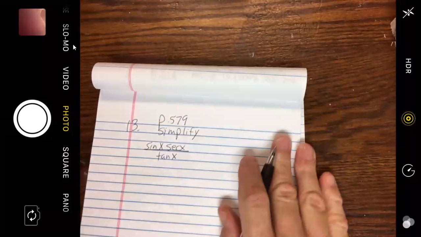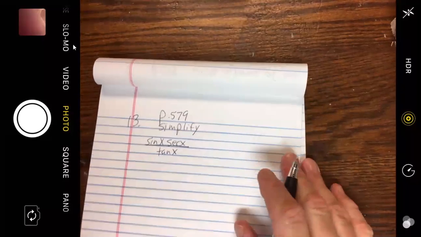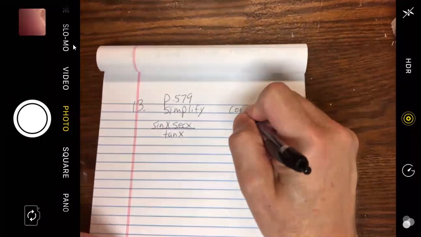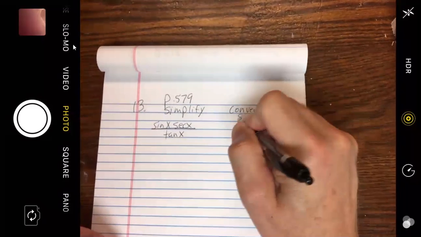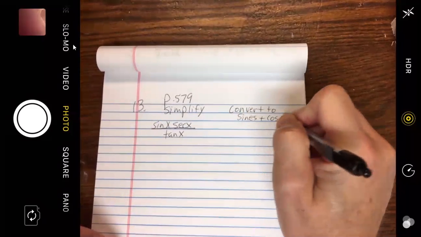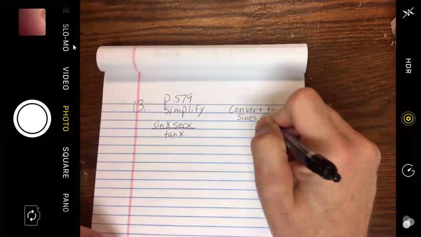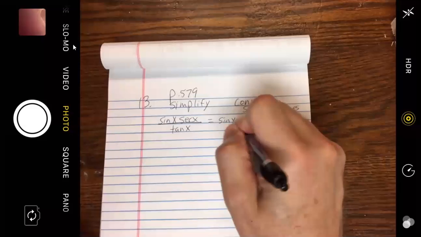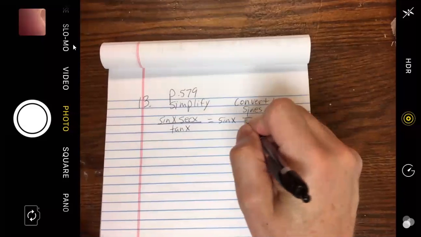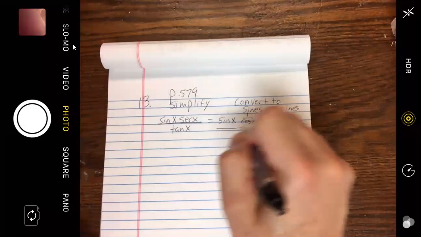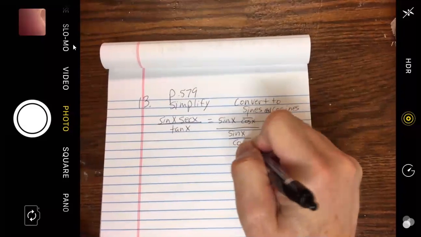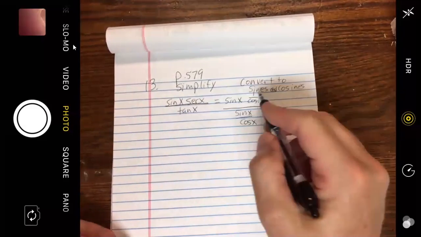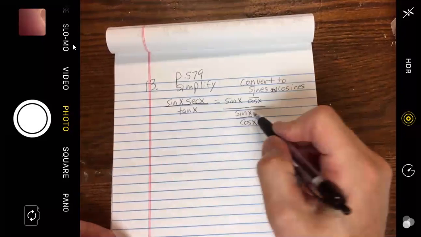If you can't think of anything else to do, maybe I should show you the guidelines when we do identities. You can always convert to sines and cosines. So you'd have sine x. A secant is 1 divided by cosine of x. Tangent was sine divided by cosine of x. Again, I'm just subbing in. Anytime you see a secant, you can replace it with 1 divided by cosine, and a tangent can be replaced with sine over cosine.